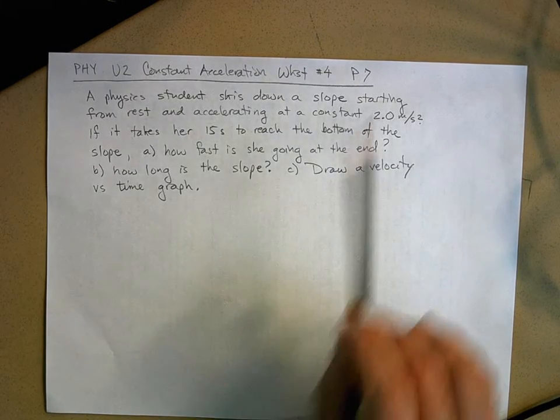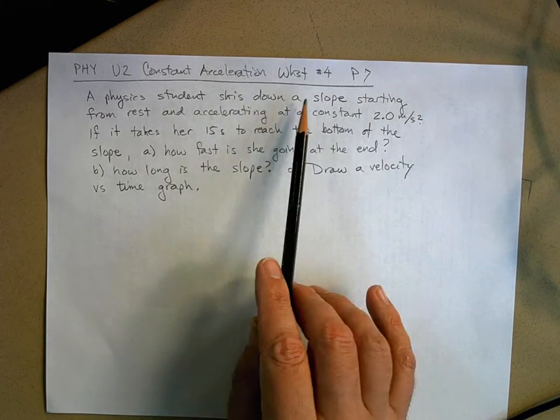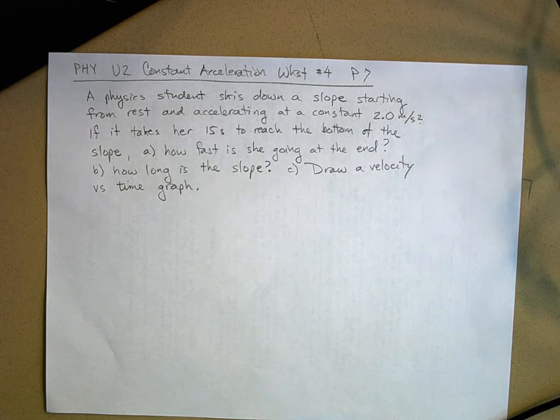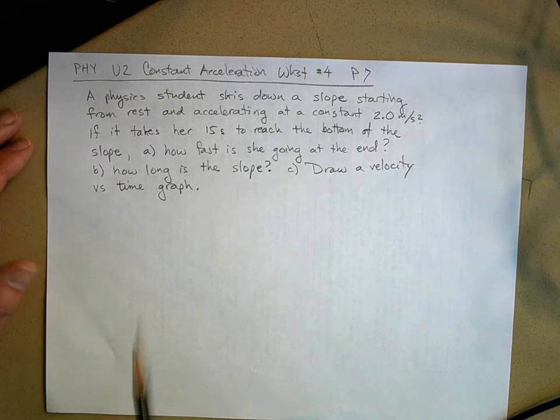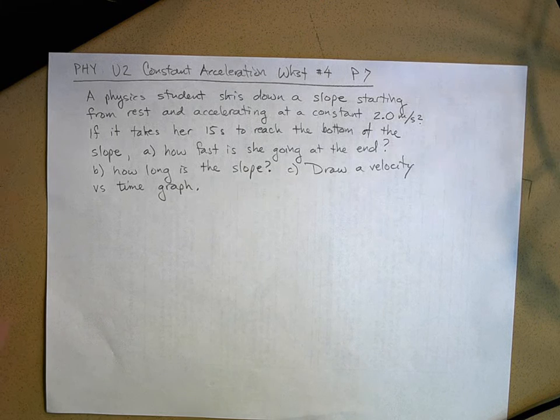Let's do problem 7 on the constant acceleration worksheet number 4. Here's the problem. It says a physics student skis down a slope starting from rest and accelerating at a constant 2.0 meters per second squared. If it takes her 15 seconds to reach the bottom of the slope, how fast is she going at the end? How long is the slope? Draw velocity versus time graph.